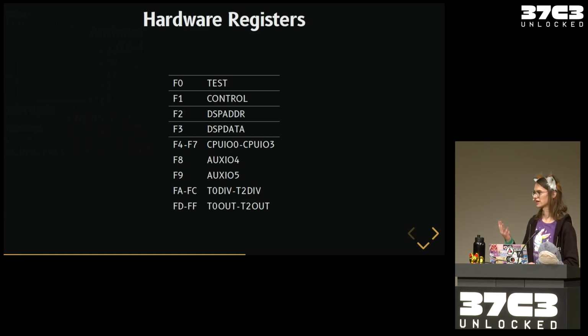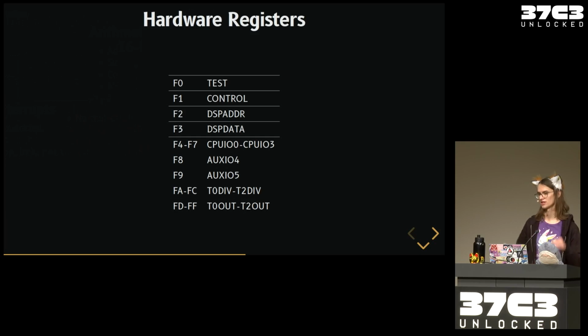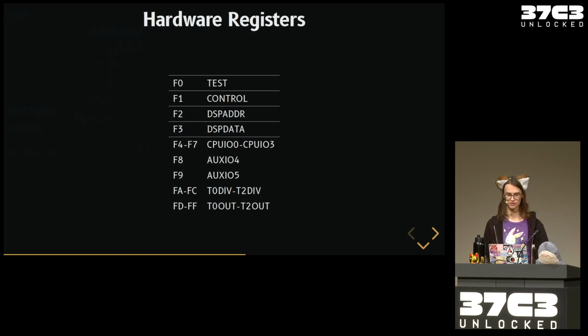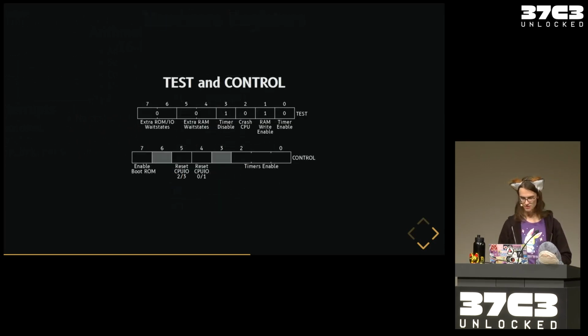There are 4 communication ports for talking to the CPU. There are 2 auxiliary ports which connect to 16 wires on the external chip. However, they are also not connected, so they're also pointless. And then there's timer control. So the test register pretty much shouldn't be touched because it's only intended for internal testing purposes.